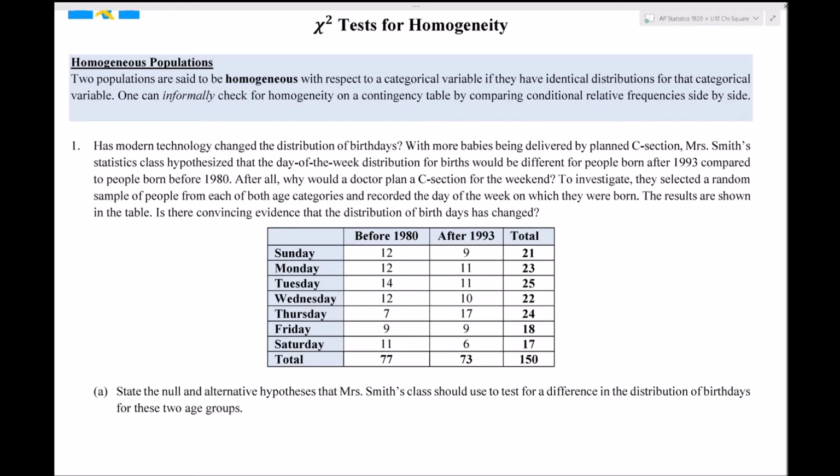So we have 2 samples. Sample 1, with its sample size N1, let's say, 77. Sample 2, with its size N2, 73.